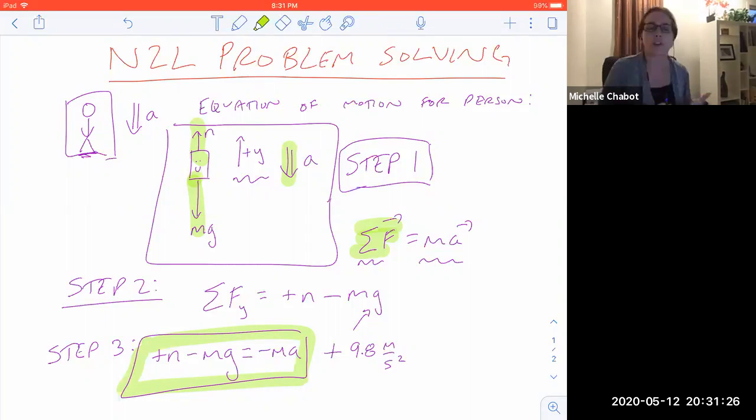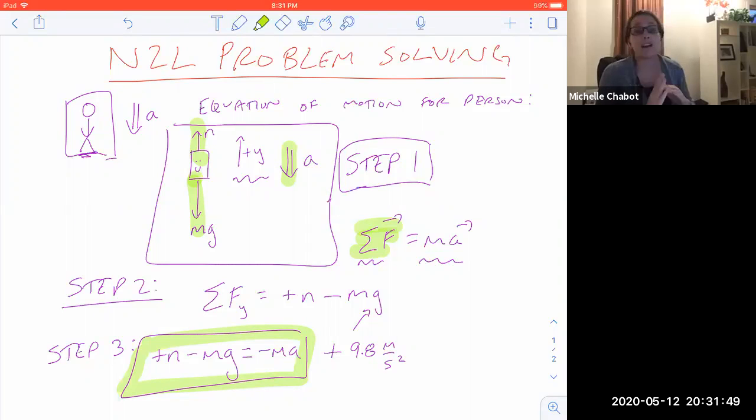And now that I have N minus mg equals negative ma, if the problem asked for what's the normal force on the person, I could solve for that. If it gave me the normal force and their mass and asked me for the acceleration, I could solve for that. The goal is to always get this equation of motion and box it. Then do that for every object you have. If you have 2 objects, you write an equation for each one. If you have 3 objects, you write an equation for each one.